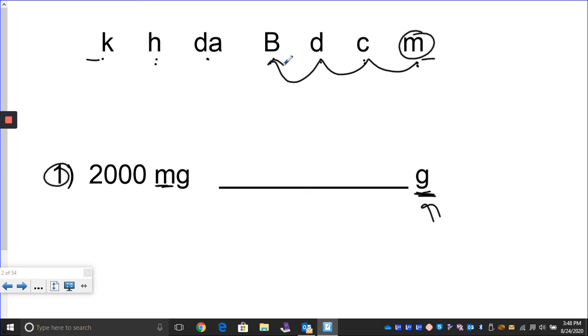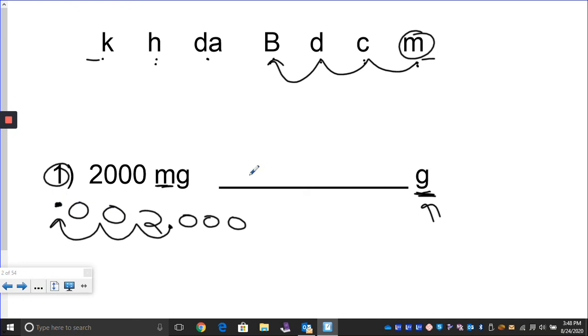So I'm going to write this below right here. I have 2,000. My decimal point is right here. I go 1, 2, 3, put my decimal point back. I fill in my zeros and my spaces. My answer would be 0.002.